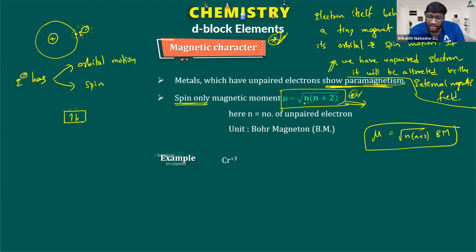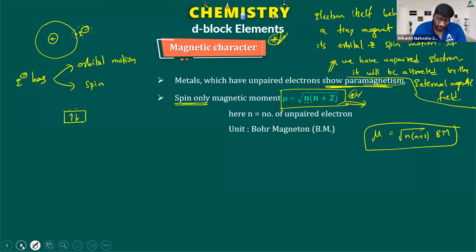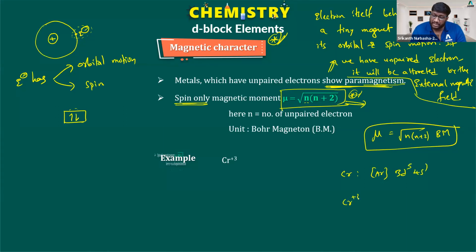Spin only magnetic moment is the square root of n into n plus 2 Bohr magneton. So n is the number of unpaired electrons, and the unit is Bohr magneton. For Cr plus 3, how many unpaired electrons are there? Write down the electronic configuration. Chromium means argon 3d5 4s1. Chromium plus 3 means you have to remove how many electrons? Chromium plus 3 is obtained from chromium by removing 3 electrons.